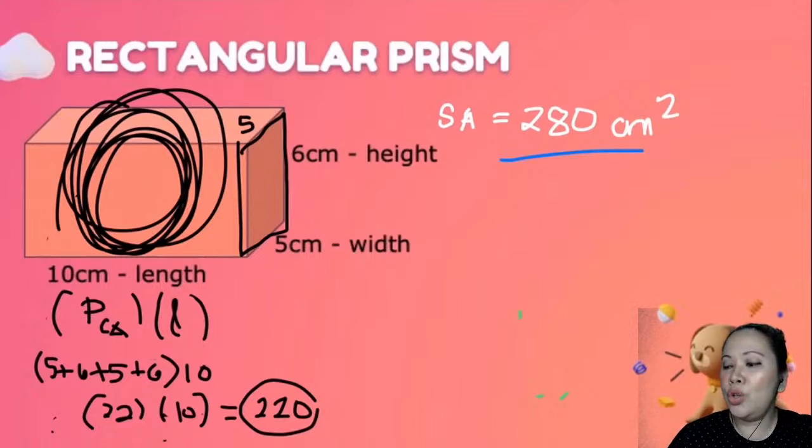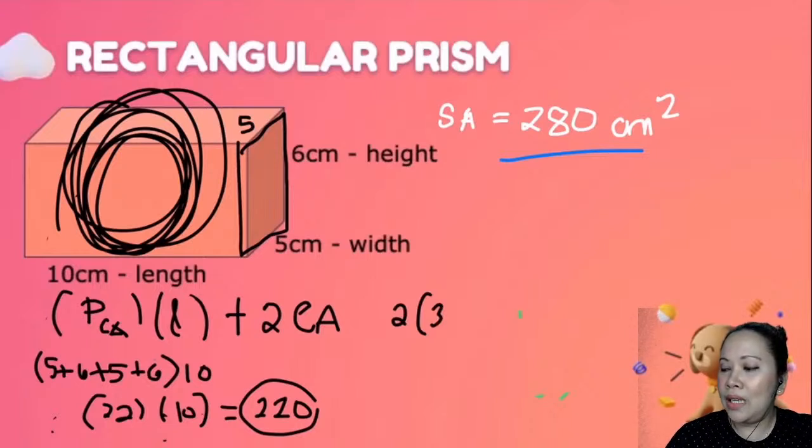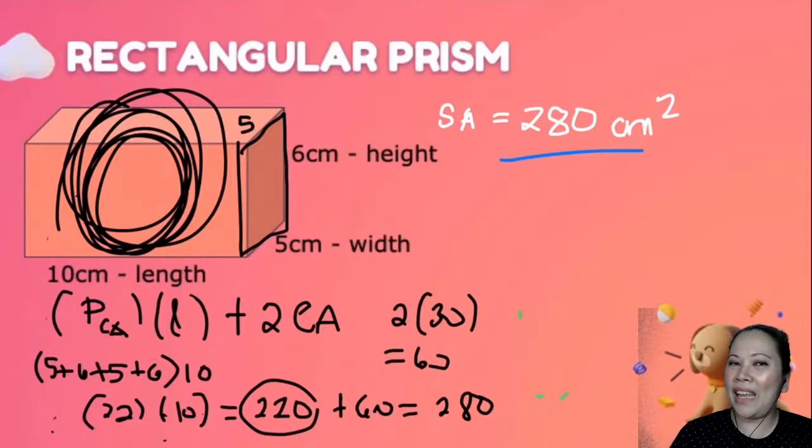Now what we need to do is add two of our cross-sectional area. Our cross-sectional area is 5 times 6, so 2 times 5 times 6. 5 times 6 is 30, so 2 times 30 is 60. So 220 plus 60 is 280. The same thing. But is it shorter? Yes, it is shorter.